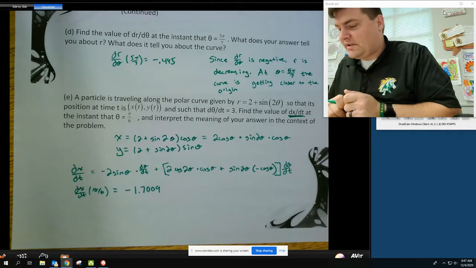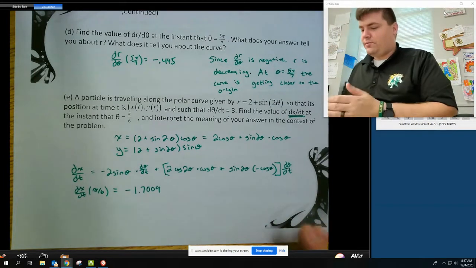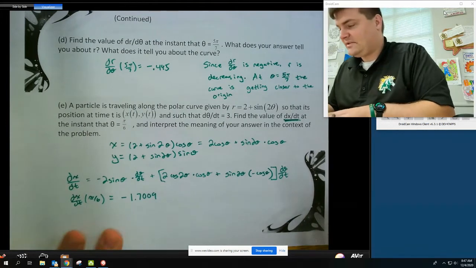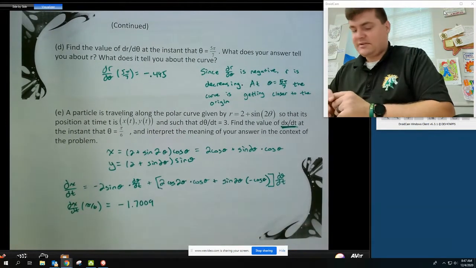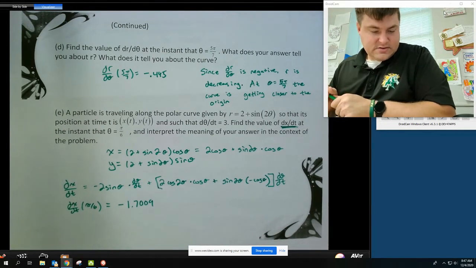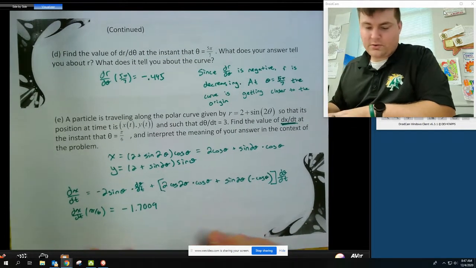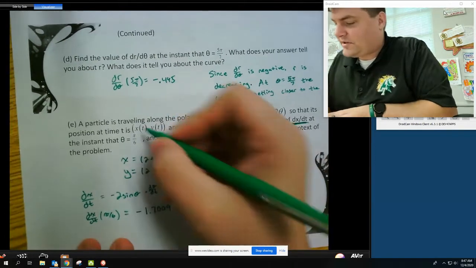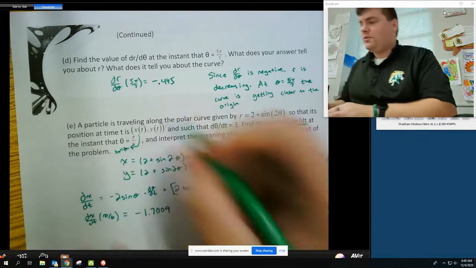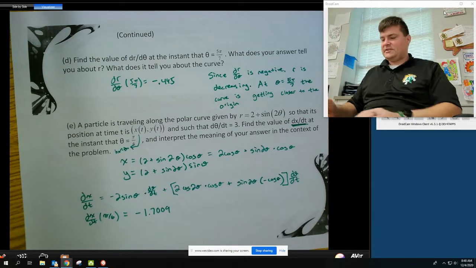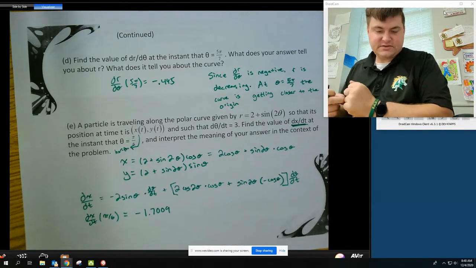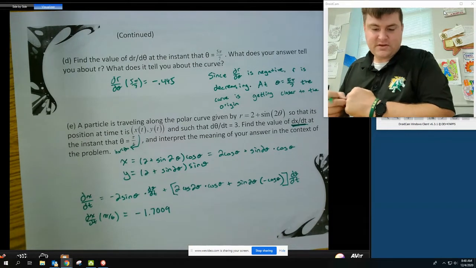Interpret the meaning of your answer in the context of the problem. So really what's going on at pi over 6. So at pi over 6, something is decreasing, all right? The curve's horizontal, so x is horizontal, right? So horizontally at pi over 6, we're decreasing. That's all it means. It's just horizontally at pi over 6, we are decreasing.